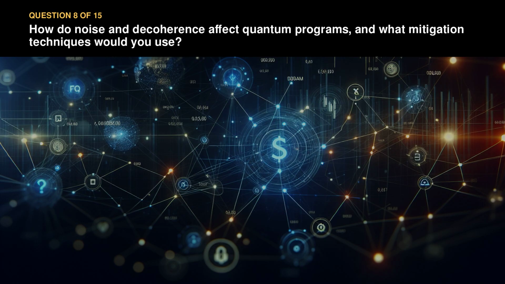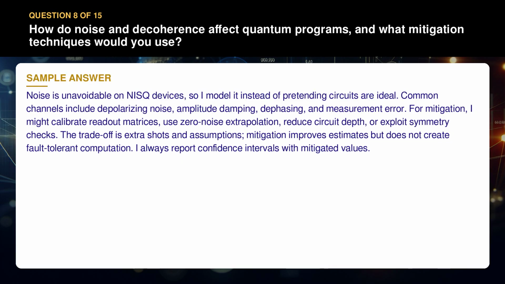Question 8. How do noise and decoherence affect quantum programs, and what mitigation techniques would you use? Noise is unavoidable on NISQ devices, so I model it instead of pretending circuits are ideal. Common channels include depolarizing noise, amplitude damping, dephasing, and measurement error.